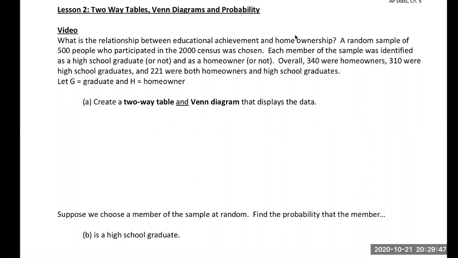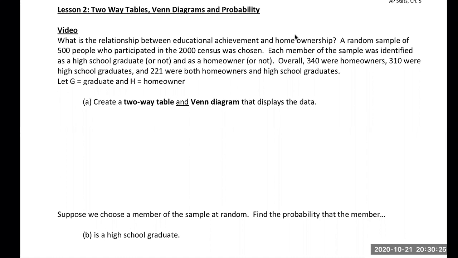What is the relationship between educational achievement and home ownership? A random sample of 500 people who participated in the 2000 census was chosen. Each member of the sample was identified as a high school graduate or not, and as a homeowner or not. Overall, 340 were homeowners, 310 were high school graduates, and 221 were both homeowners and high school graduates. We will let G be the event of selecting a graduate from this sample, and H be the event of selecting a homeowner randomly from this sample.